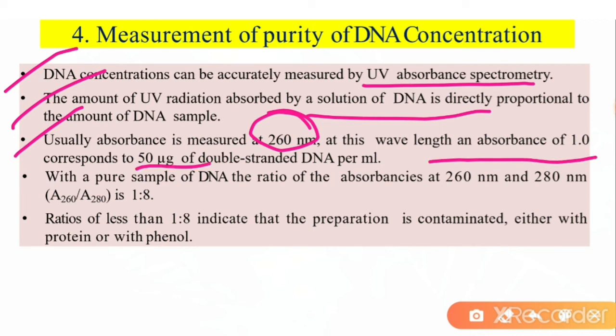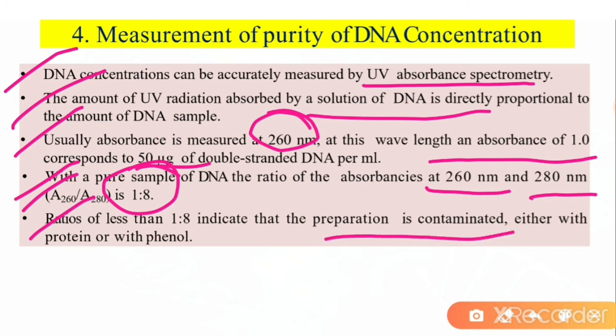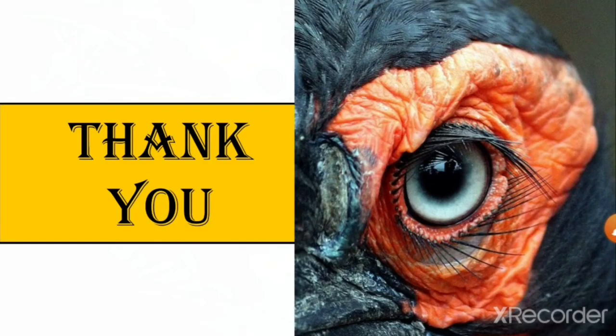per ml. With a pure sample of DNA, the ratio of the absorbance at 260 nanometers and 280 nanometers, A260/A280, is equal to 1.8. Ratios of less than 1.8 indicate that the preparation is contaminated either with protein or with phenol. So this is all about DNA extraction by different methods.